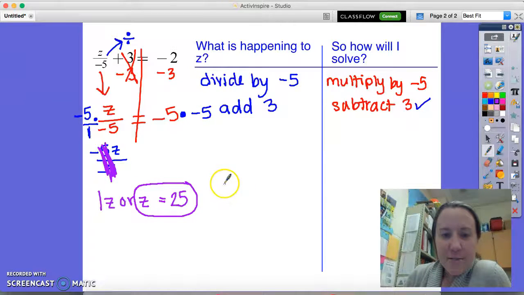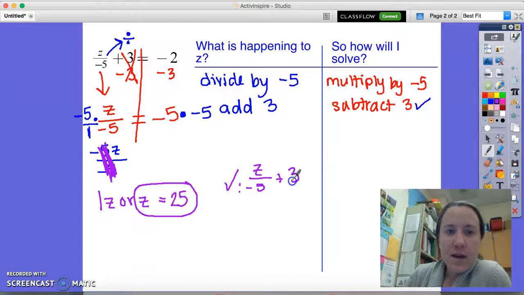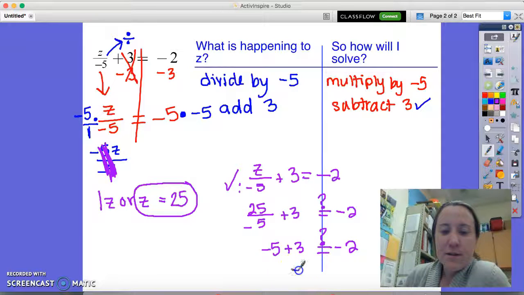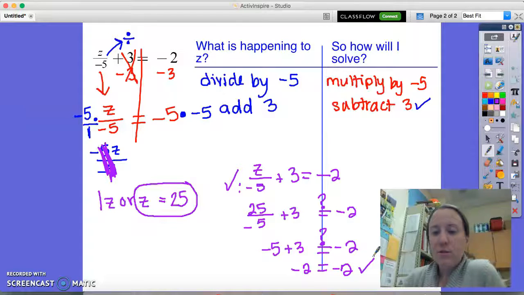We want to go back and check that. So here's my original equation. And what I will do is, instead of the z, I will replace that with 25. And I want to know, is 25 divided by -5 plus 3 equal to -2? So 25 divided by -5 is -5. And to that I will add 3. -5 plus 3 is -2. And my left side is equal to my right side, so that is absolutely a true statement.